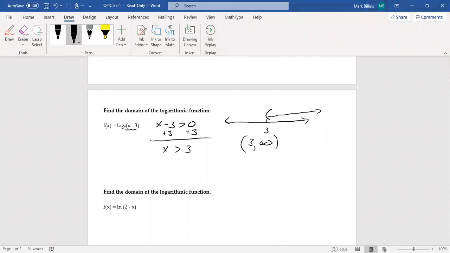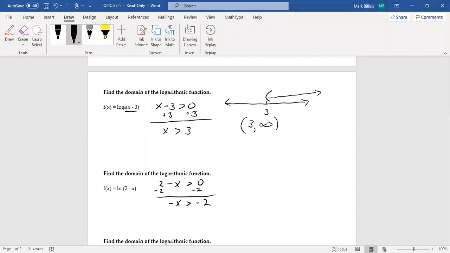Next, we're going to find the domain of the natural log of the quantity 2 minus x. Remember, natural log is really log base e, so we're still talking about logarithms. So we're going to set our argument, the 2 minus x, to be greater than 0. So we'll subtract 2 from both sides, and this gives us the opposite of x is greater than negative 2.